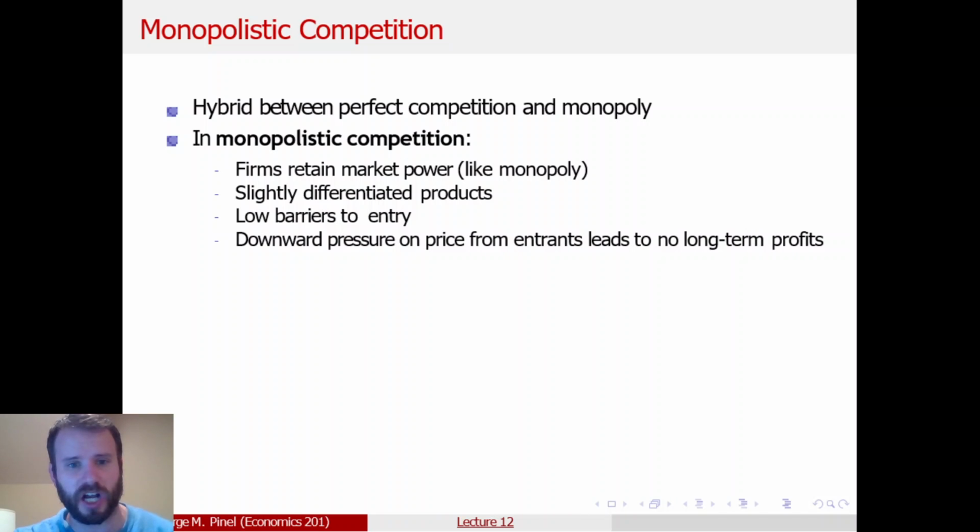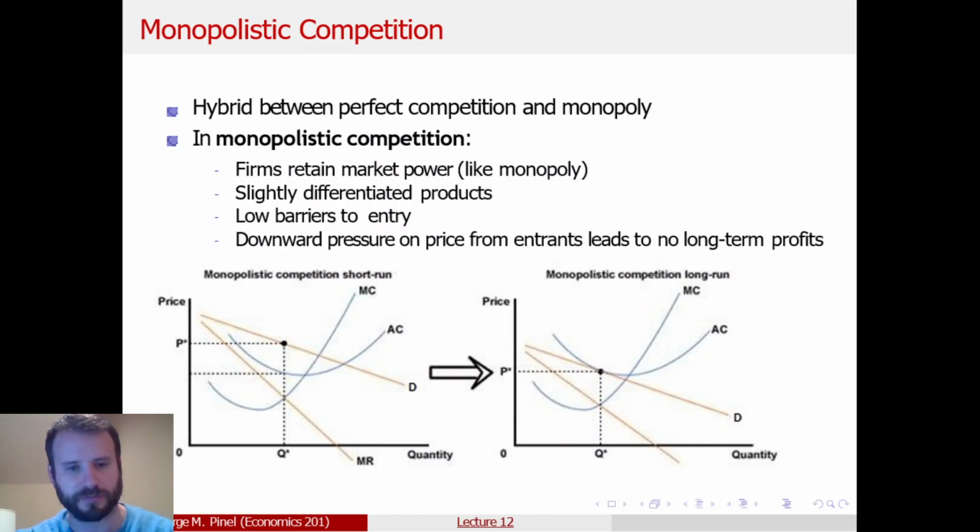Okay. This puts a downward pressure on price. So because anyone can enter the market, there's going to be in the long term essentially no profits besides normal profits, but individual firms kind of control their short run profit a little bit. Okay, so in the short run, it almost looks like the monopolist problem, right?